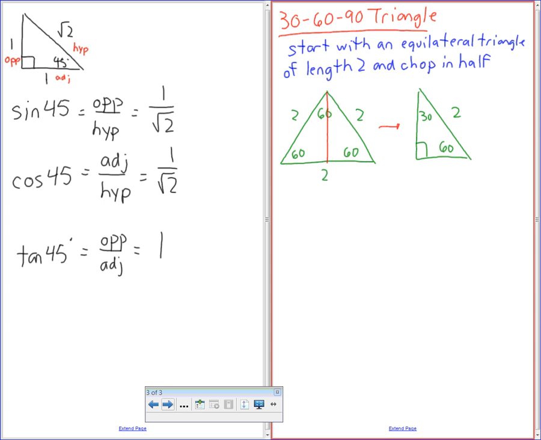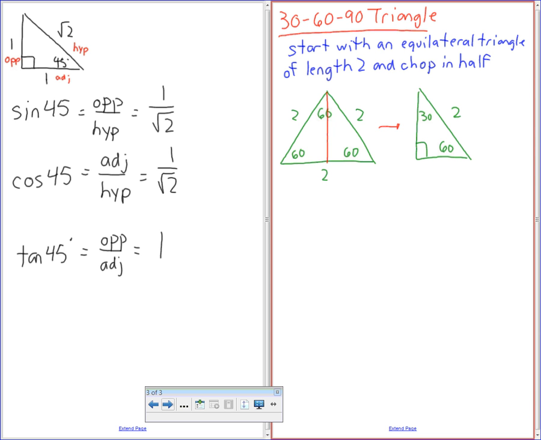Okay, can someone explain to me why the top angle is now 30? Okay, Scott? Half of 60. Can someone explain to me why the bottom left angle is 90? Okay, go ahead, Owen. Perfect 90 angle. Okay, so now I've gotten my 30, 60, 90 triangle.